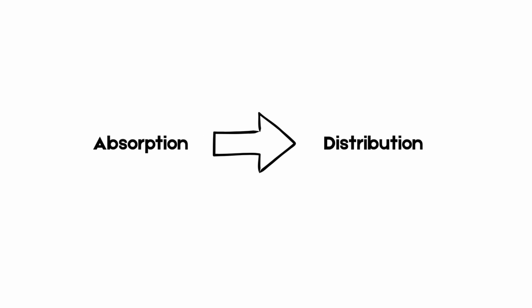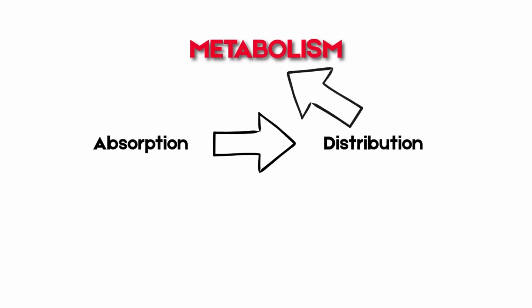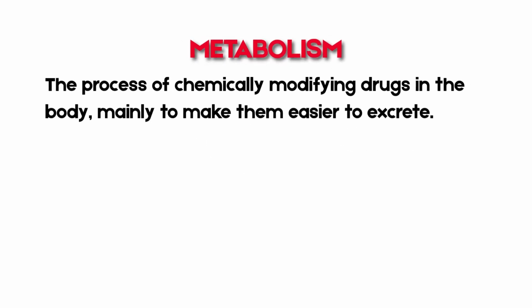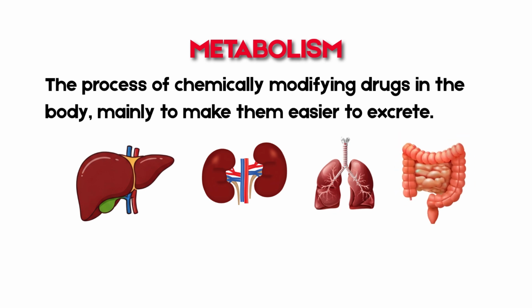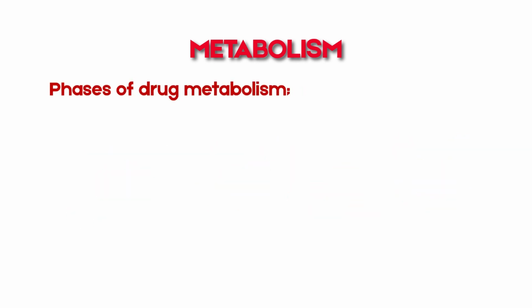After absorption and distribution, drugs undergo metabolism. The process of chemical modification in the body, mainly to make them easier to excrete. The liver is the central site of metabolism, although other organs like the kidneys, lungs, and intestines also play a role. Drug metabolism is usually divided into two phases.